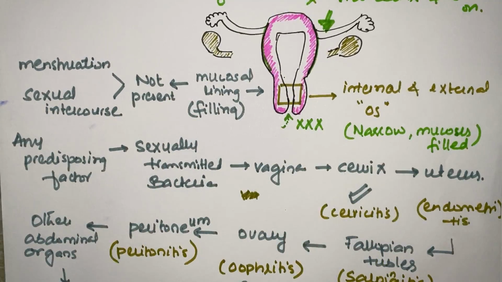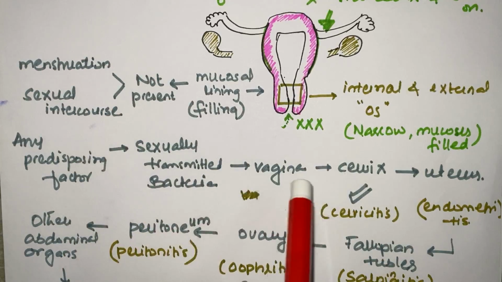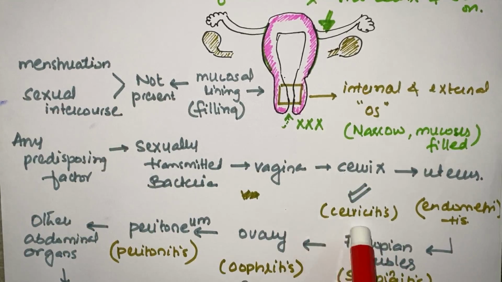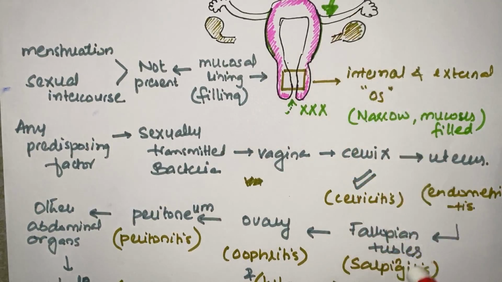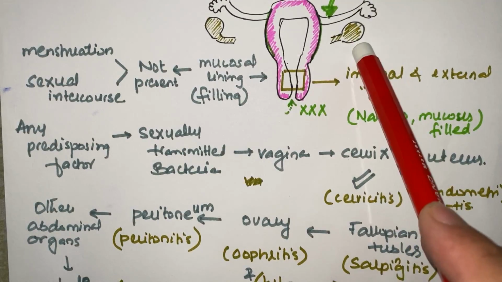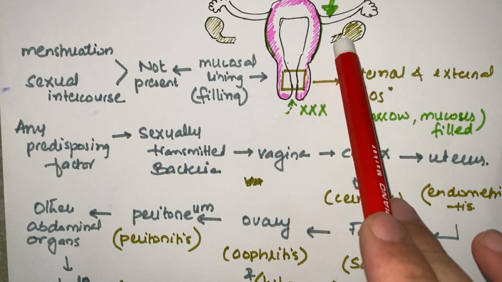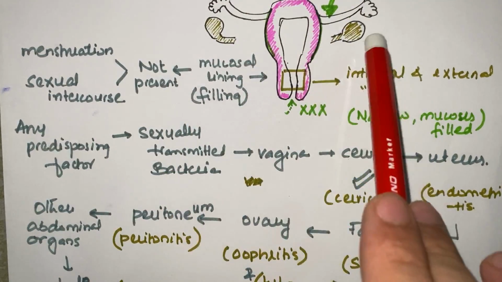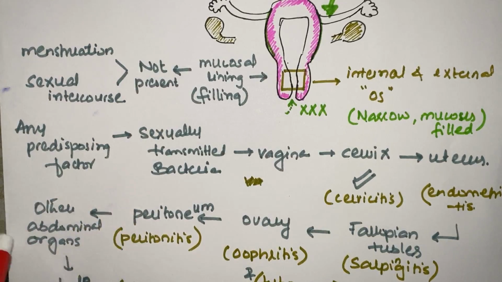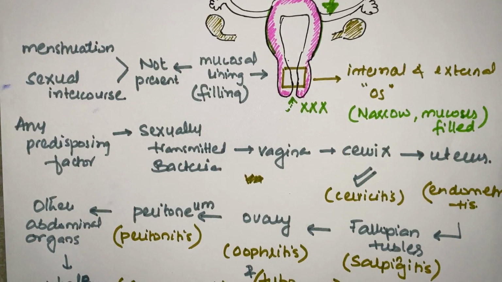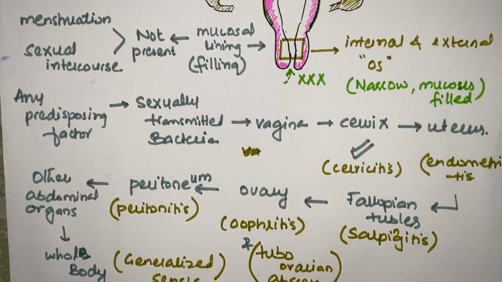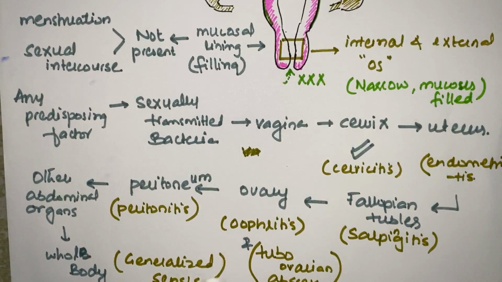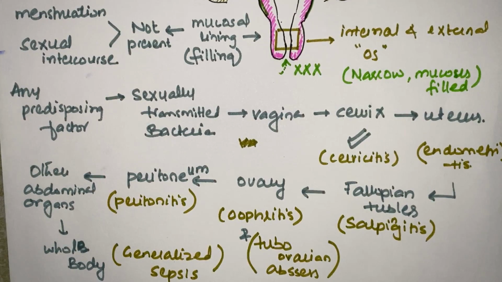Now, the spread of disease is in a sequence, very important. First of all, from the vagina it goes to the cervix, where it causes cervicitis, further progresses to the uterus causing endometritis, then to the fallopian tubes causing salpingitis, then to the ovary causing oophoritis. From the ovary, if it further spreads to the whole peritoneal cavity, it causes peritonitis, and after that it spreads to all the abdominal organs including our gut, our liver, etc. Then if it is still untreated and continues to proceed, it spreads to the whole body causing generalized sepsis, while in the ovary it also causes tubo-ovarian abscess. So this is the whole course of the disease and its pathophysiology.